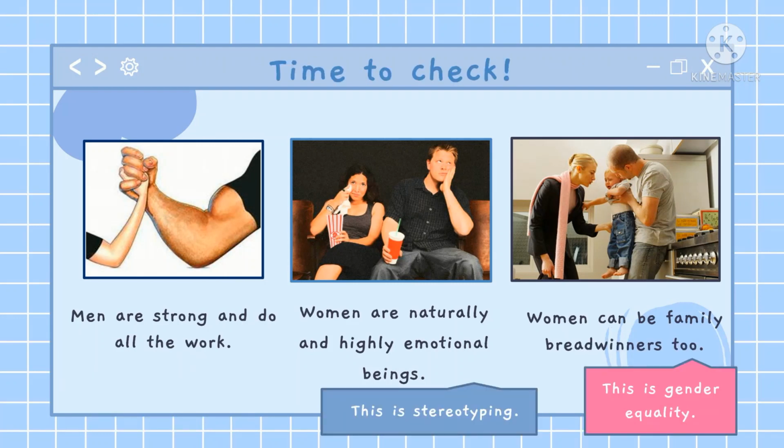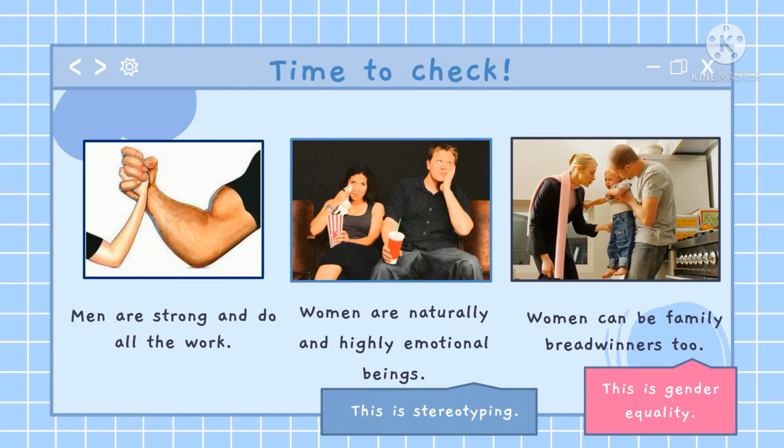Ready for checking? Let's examine the second image. Women are naturally and highly emotional beings. This is stereotyping because we should not generalize that all women are highly emotional. And it may be true to some but not to all. And we should remember that men can be emotional beings.